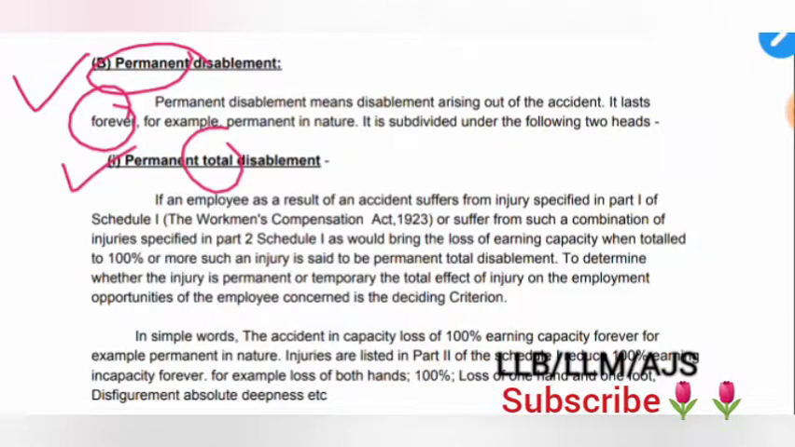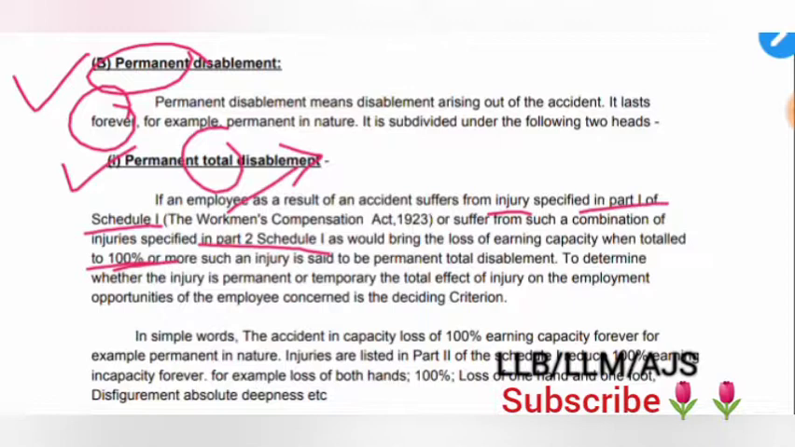Permanent total disablement means if an employee as a result of an accident suffers from an injury specified in part 1 of schedule 1 of the Workmen's Compensation Act 1923, or we can say the Employees Compensation Act 1923, or suffers from such a combination of injuries specified in part 2 of schedule 1 as will bring the loss of earning capacity when totaled to 100% or more. Such an injury is said to be permanent total disablement. It may be 100% or more.